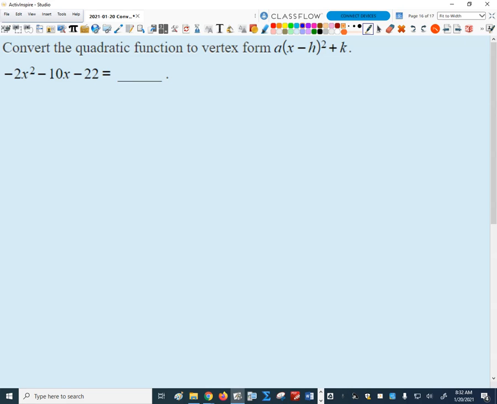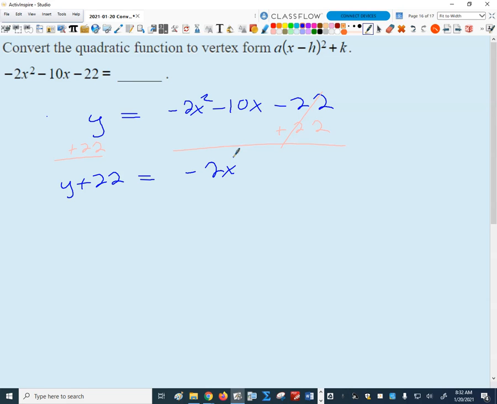So here's one where we're trying to convert this into vertex form. So we're going to start off by setting it equal to y, right? Okay, now on the right side, we need an x squared plus bx. First, we've got to add 22 to both sides. Cancel that. And we get y plus 22 equals negative 2x squared minus 10x. That's got to be an x squared. So we're going to have to get rid of that coefficient of x squared by dividing it away from both sides.